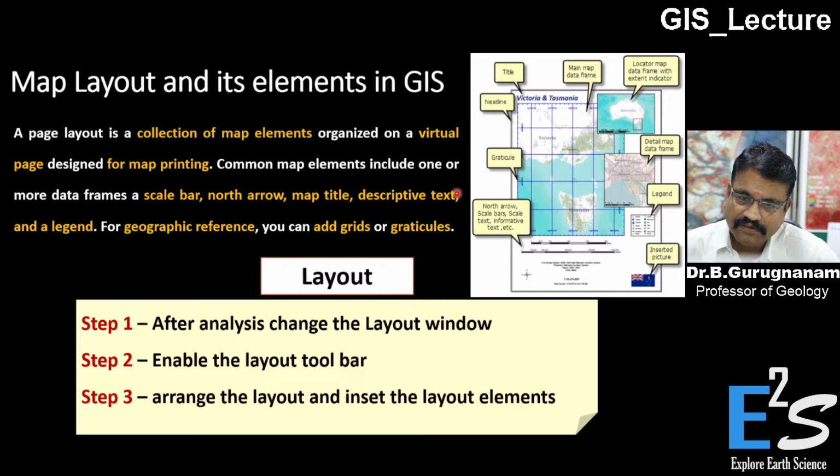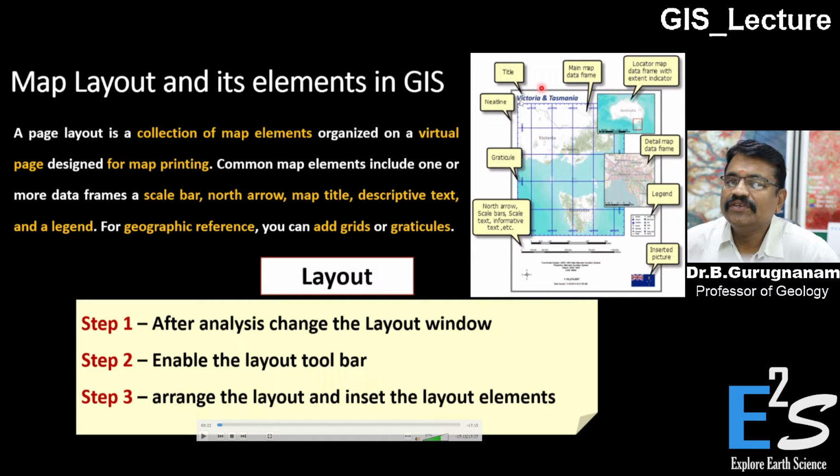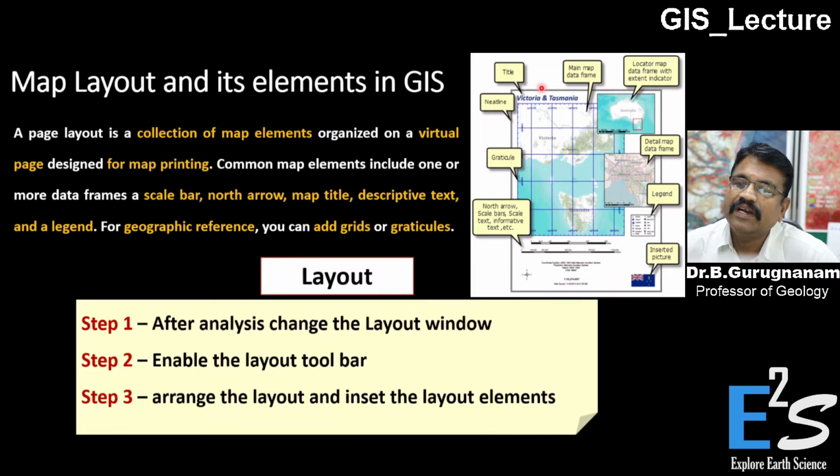Scale, north, title, descriptive text, legend, geographic reference, grids, graticules. Now all these things are here: title, main map, location map, detail map, legend, inserted picture, north arrow, scale bar, graticule, neat line, and title. So all of this is there.